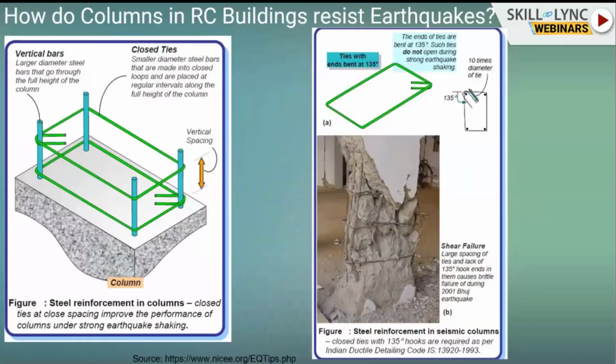Similarly for columns, we have to provide vertical ties like we saw in beams as well. So you have to provide a 135-degree hook, bend it on the inside, provide at least 10 times the diameter of the tie. And the reason for this is that we don't want the failure that we can see over here. We don't want failure where you don't have sufficient ties or you don't have sufficient hooks, which is going to prevent the failure of the column. So you have to tie that very well with this sort of requirements.